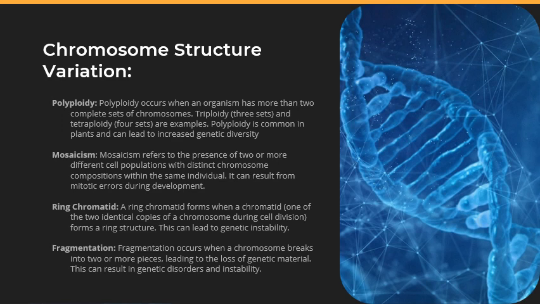Some consequences of fragmentation can lead to the loss of genetic material. The effects on the individual depend on which genes or genetic regions are affected by breakage and loss. If essential genes are deleted, it can lead to genetic disorders or developmental delays. These chromosomal abnormalities highlight the genetic diversity and complexity observed in individuals and populations. Mosaicism, ring chromatids, fragmentation, and polyploidy can all have significant clinical implications, and they are studied in the field of cytogenetics to better understand their cause and effect on human health.